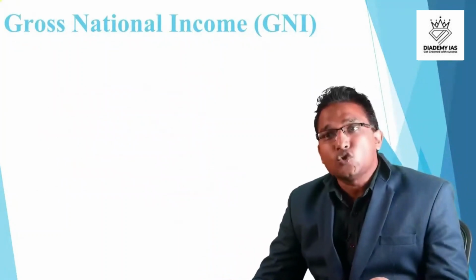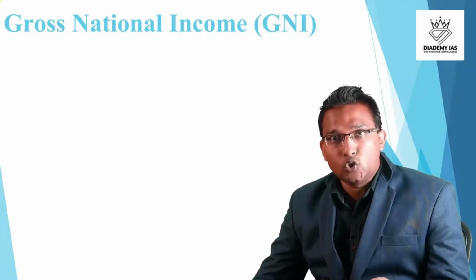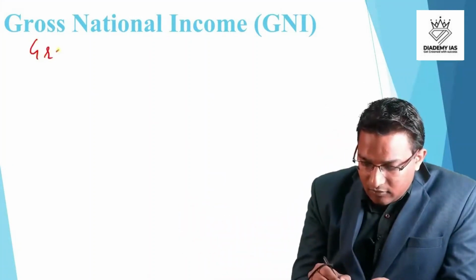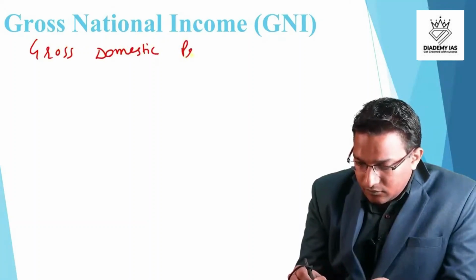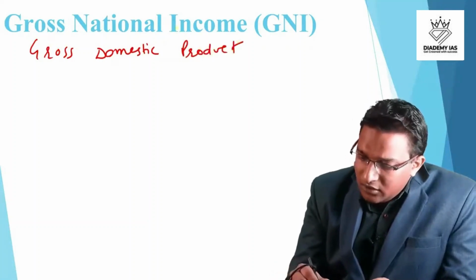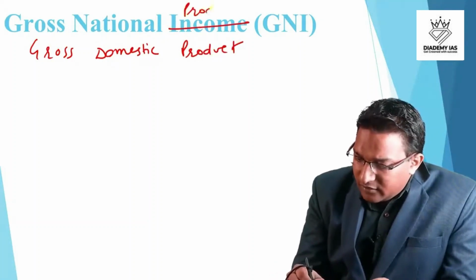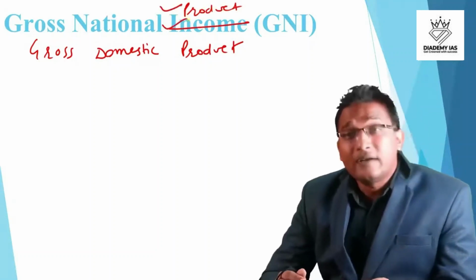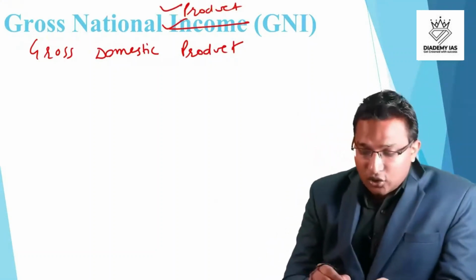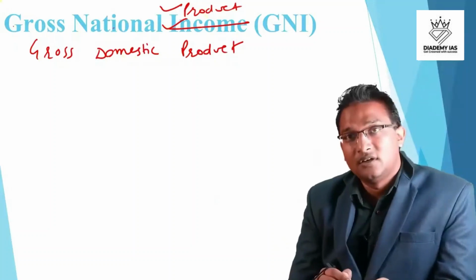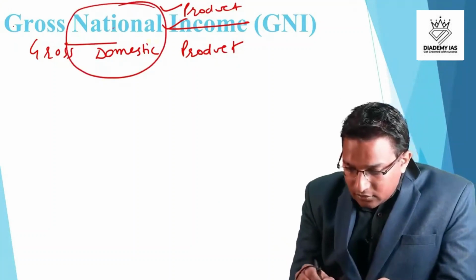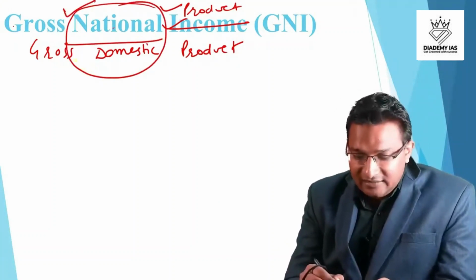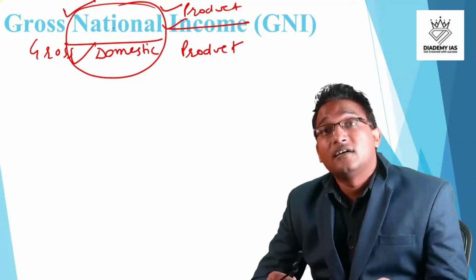So the first term is gross national income. Here, first of all, this income or product, it is same, right? We can alternatively quote it the product also. So gross national product or gross domestic product. Here you can see the only difference is this one. In the GNP we are saying national and in the domestic we are saying the domestic.